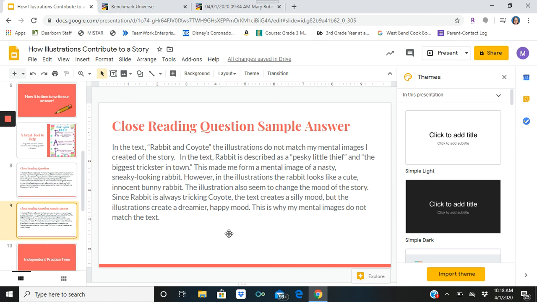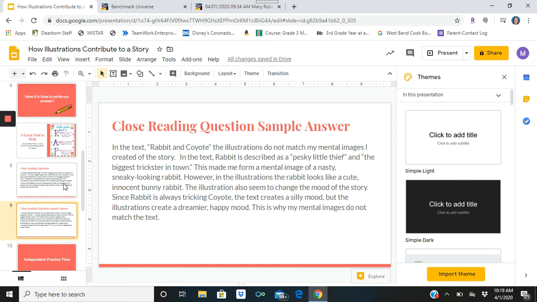In the text, Rabbit is described as a pesky little thief and the biggest trickster in town. Do I have evidence from my text here? Yes, awesome. This made me form a mental image of a nasty, sneaky looking rabbit. However, in the illustrations, the rabbit looks like a cute, innocent bunny rabbit. The illustration also seems to change the mood of the story. Since Rabbit is always tricking Coyote, the text creates a silly mood, but the illustrations create a dreamier, happy mood. This is why my mental images do not match the text.